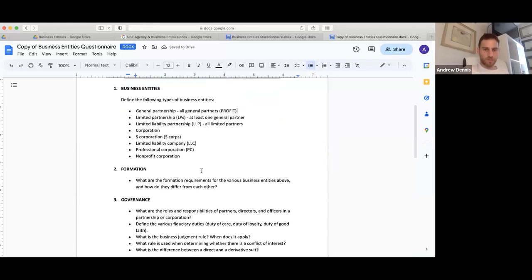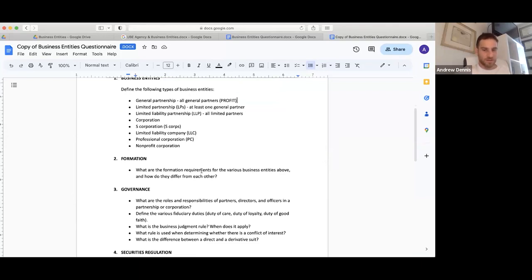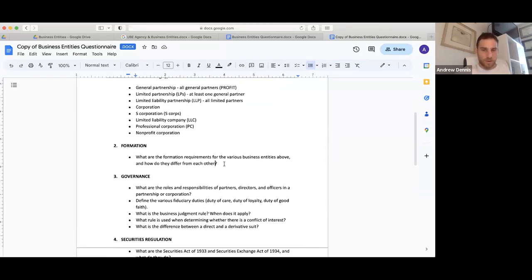So we talked about the formation requirements of the business entities above, how they're different from each other. I would encourage everyone to literally just spend some time researching LLPs, GPs, and LPs, and just learning the ins and outs of them. They're not that difficult, and you know it's going to be tested. So, what would you say, Matt?